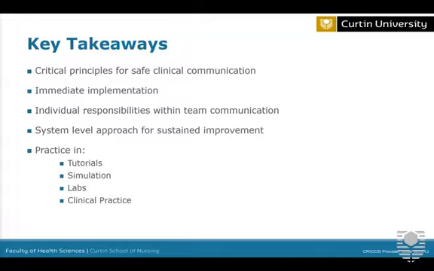So system level approaches for sustained improvement are applied at that much more senior level. What you're learning this semester is around safe communication adoption in tutorials, in simulation, in laboratories, and absolutely in clinical practice. So you're going to practice, get better in tutes, sims and labs, and then in the clinical area you should be very aware of the standard processes and be able to work effectively and intuitively within that required ISABAR framework.